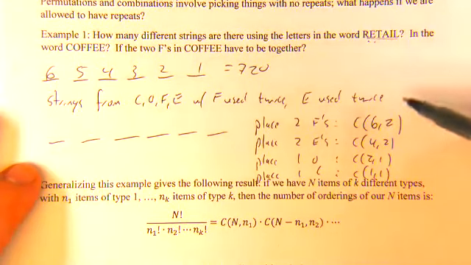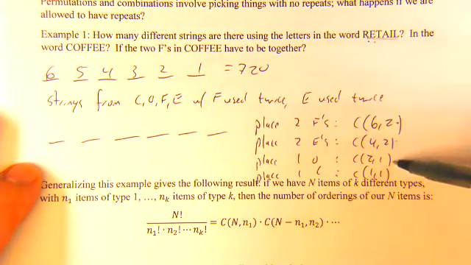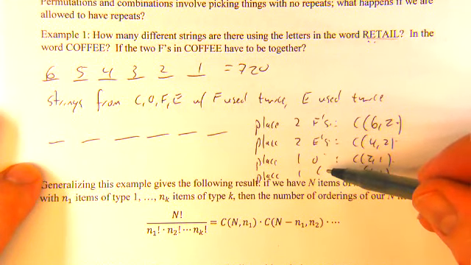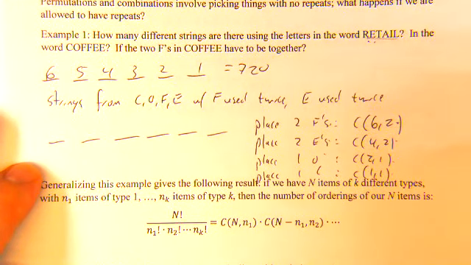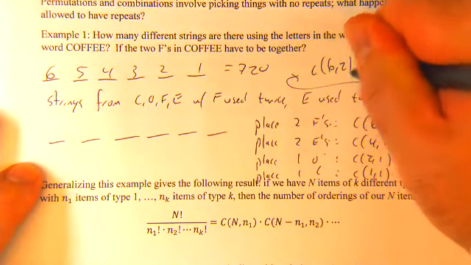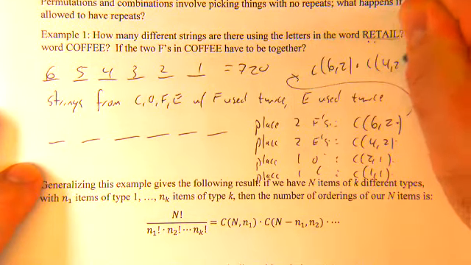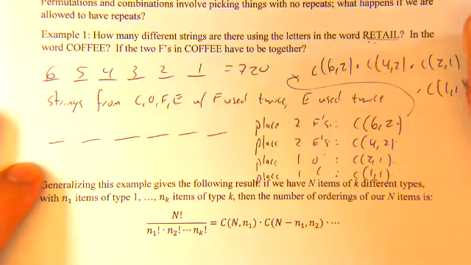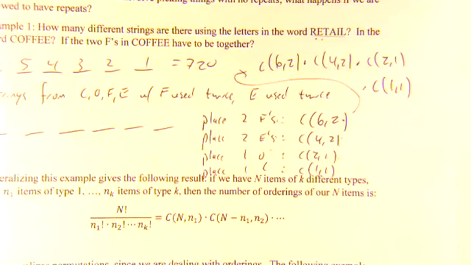Multiply these together because it's a sequence. First this, and then this, and then this. You place your 2 Fs, and then you place your 2 Es, and then you place your 1 O, and then you place your 1 C. So the answer becomes C(6,2) times C(4,2) times C(2,1) times C(1,1). So that's the answer.